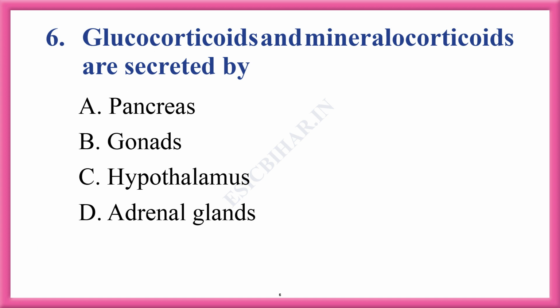Question 6. Glucocorticoids and mineralocorticoids are secreted by A. Pancreas, B. Gonads, C. Hypothalamus, D. Adrenal glands. And answer is D. Adrenal glands.